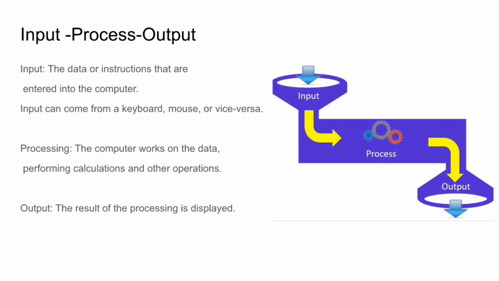Then we know about process. What is process? The computer works on the data, performing calculations or other operations. On the other side, it is also called the medium of operation. And the last part is output. What is output? The result of the processing is displayed on the monitor, or the result the computer gives to the user is known as output. And this is the simplest workflow of the IPO cycle, or input process output cycle.